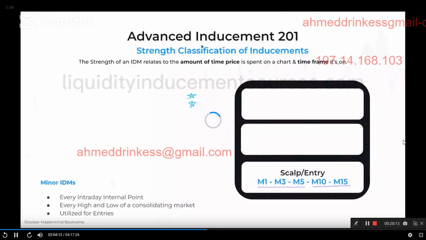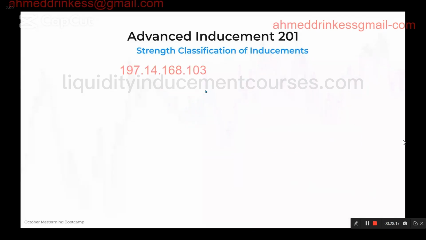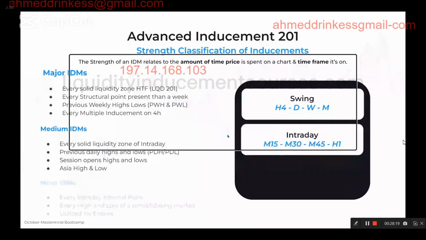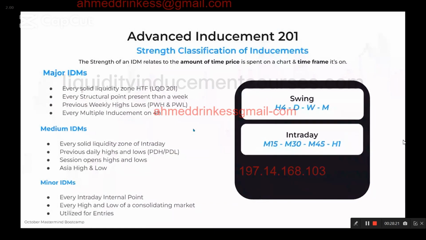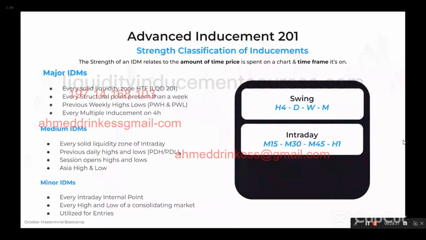2, 1. Let's do a quick practice. All right, everyone. So we just left off talking about the strengths classification of inducements, right? We just went through all of the major, minor, and medium inducements. Now that we understand that, we're going to do a quick practice conceptual example of the different types of inducements and their strengths, and really start to have you see what it's like to trade from a trap to trap perspective. Because, as I keep saying, we don't want to focus on trading structure directly. We want to focus on trading the traps.